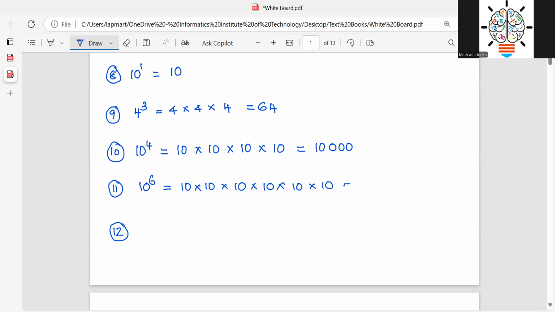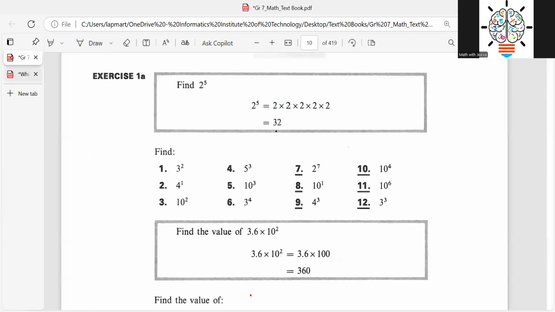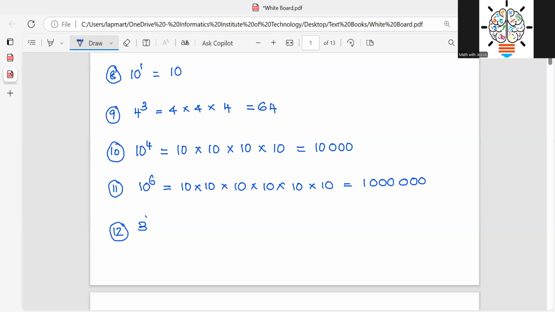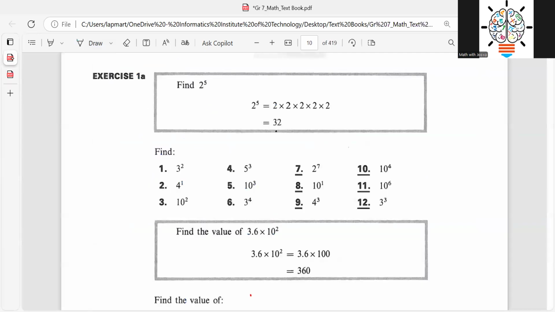Right. So then the answer is 1 million. Right. And the last one, it is 3 to the power of 3. So then how do you get this? 3 times 3 times 3. The answer is 27. Okay. 3 times 3, 9. 9 times 3, 27. So that is all about these simple questions.